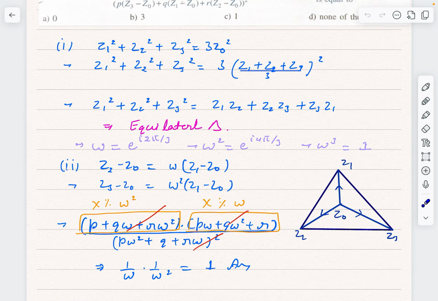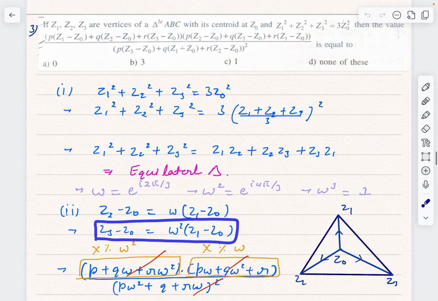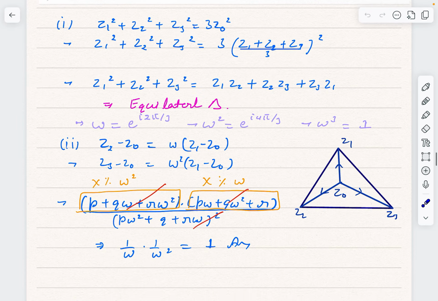So put Z2 minus Z0 as omega times Z1 minus Z0, and Z3 minus Z0 as omega square times Z1 minus Z0. When you put this thing here, you will see Z1 minus Z0 will get cancelled out from numerator and denominator. We'll be left with this thing only: P plus Q omega plus R omega square, over P omega plus Q omega square plus R, by P omega square plus Q plus R omega, whole square.